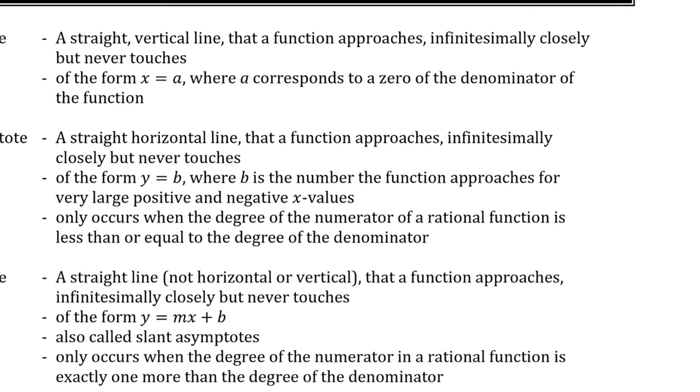Horizontal asymptotes, I'm reading this bullet here, only occur, and this is important, something you're going to need to know, when the degree of the numerator of the rational function is less than or equal to the degree of the denominator. So they're equal, or the denominator has a larger degree. We're talking about a polynomial over a polynomial, so we're still talking about the degrees of the polynomials involved in the question. Okay? Make sense?